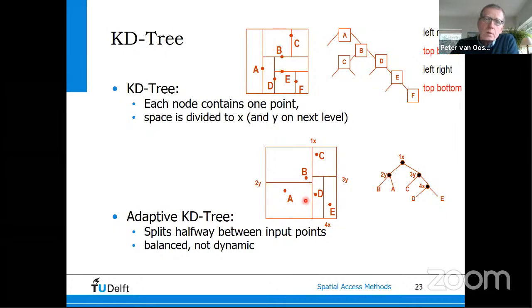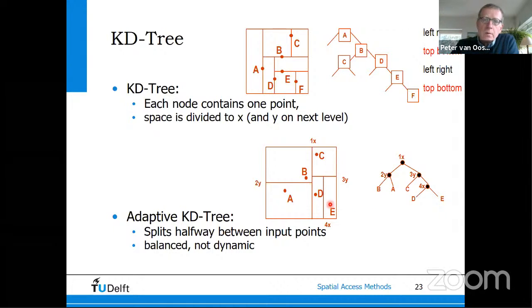And in this case, because it's uneven, 2 on this side, 3 on this side. This is splitter number 1 in the X direction, this boundary. Then on the left side, sort the points on the Y dimension and split halfway. So that is over here, splitter number 2 in the Y dimension.